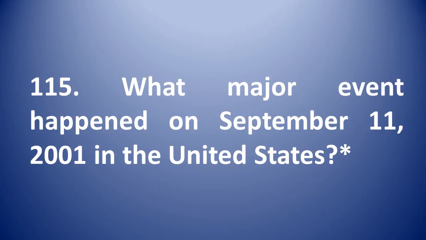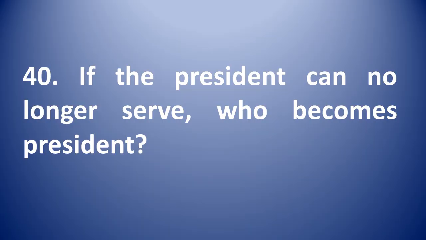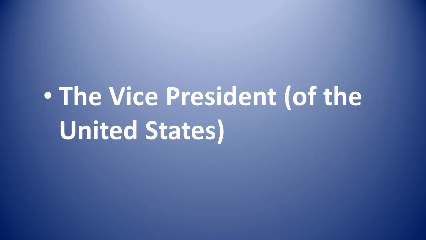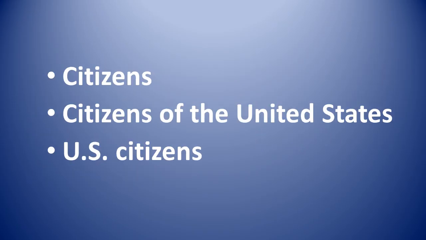What major event happened on September 11, 2001 in the United States? Terrorists attacked the United States. If the president can no longer serve, who becomes president? The vice president of the United States. Who can vote in federal elections, run for federal office, and serve on a jury in the United States? Citizens.